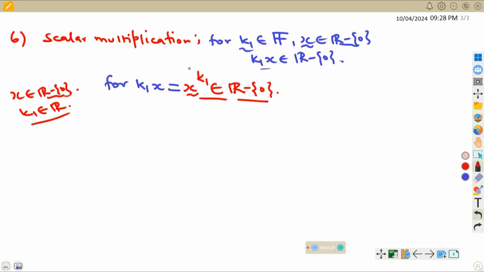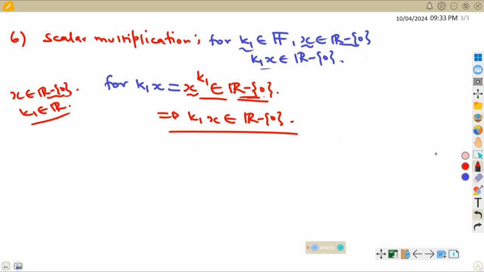So for any value of k1 that you substitute here, which is a real number, and x, which is also a real number in the set, this will also become a real number in this given set. So it means x to the power k minus 1 is an element of this. If that is true, then it implies that k1 of x is an element of R minus Z. And that will be proved.